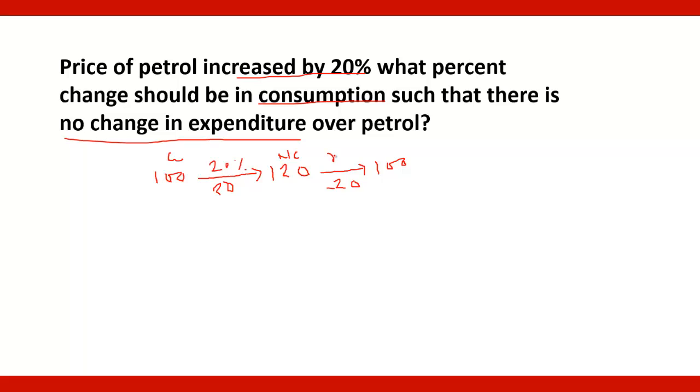So what percent of 120 is 20? That we will have to calculate. What percent of 120 is 20? So that can be calculated by dividing 20 by 120. So it will be equal to 16.66%. So we will have to decrease our expenditure over petrol by 16.66%.